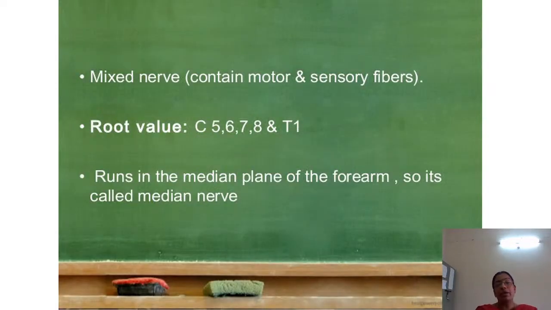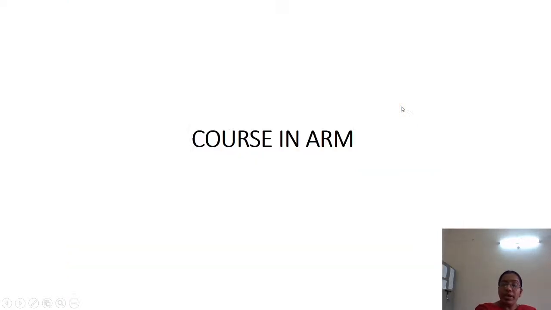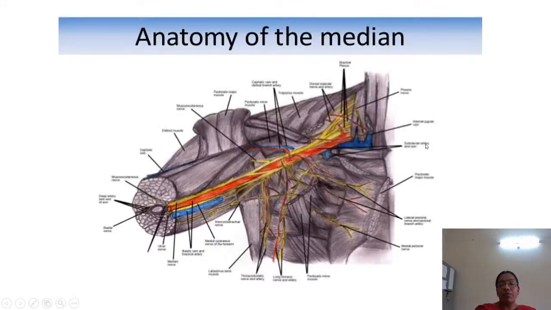When you see the course of the median nerve from the brachial plexus, the root value is C5, C6, C7, C8 and T1. It is called median because it runs in the forearm in the median plane. But how is the median nerve formed? The lateral root from the lateral cord and the medial root from the medial cord of the brachial plexus join to form the median nerve.